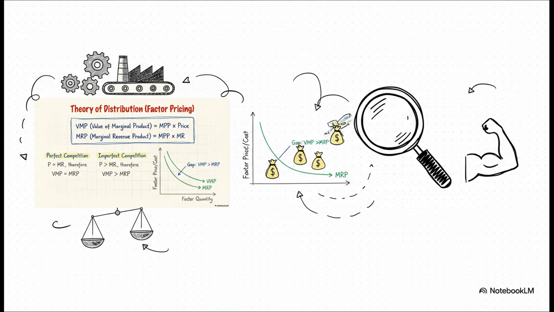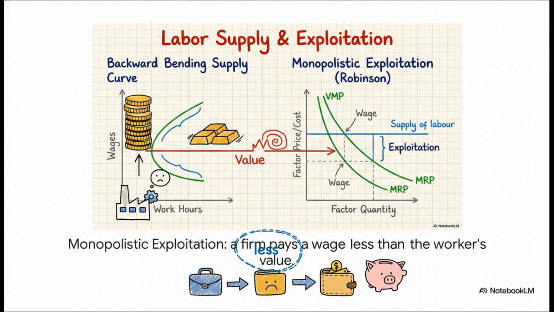Now, in a perfect world, those two numbers are identical. But in our imperfect world, a gap opens up. The money the firm actually gets from that worker is now less than the product's full value on the market. And that gap has a very real consequence. Because companies pay wages based on the revenue a worker brings in, the MRP, it means the wage they pay is actually less than the full value that worker created for society, the VMP.